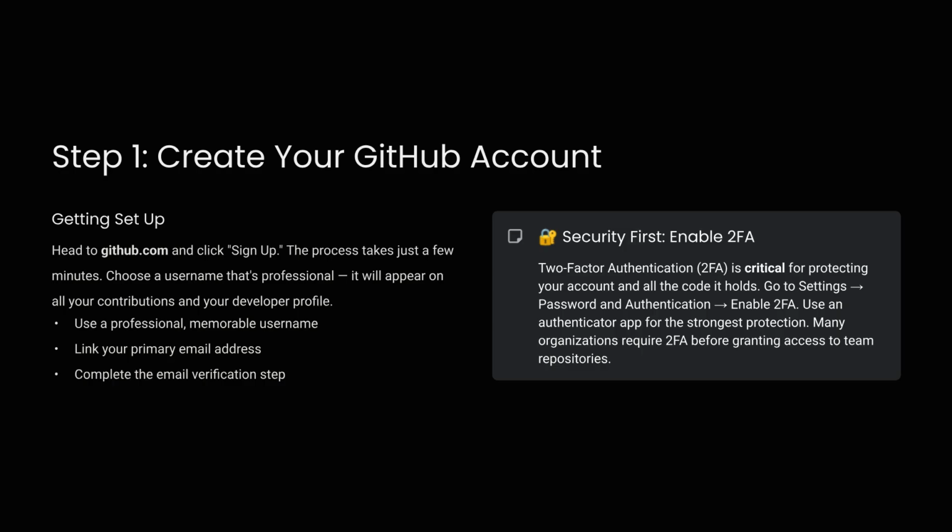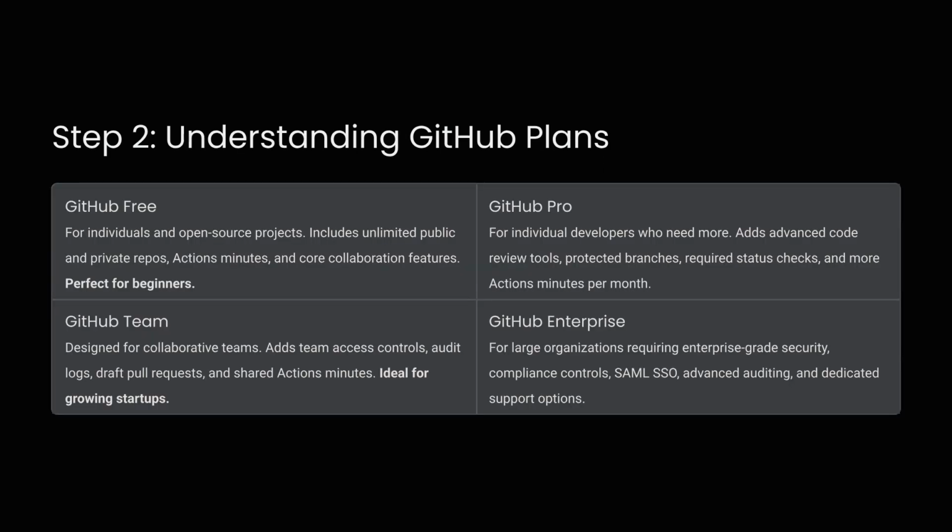Step 1 is to create your GitHub account. Head to github.com and sign up, choosing a professional username. Crucially, enable two-factor authentication, 2FA, for critical protection of your account and code. Step 2 is understanding GitHub plans.